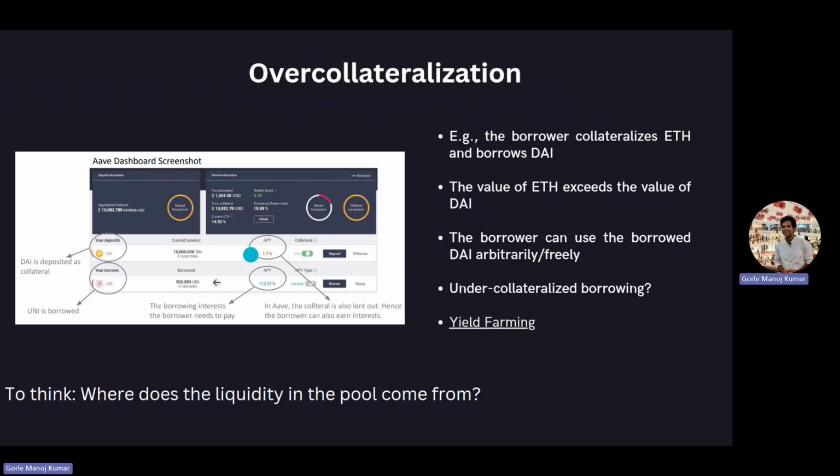And then I answered this question myself. Okay, where does the liquidity come from? Is that there are lenders obviously who get a certain yield, right? So is under collateralized borrowing possible? What do you think? Should it be possible in DeFi at least?